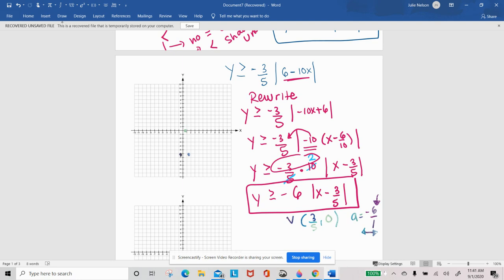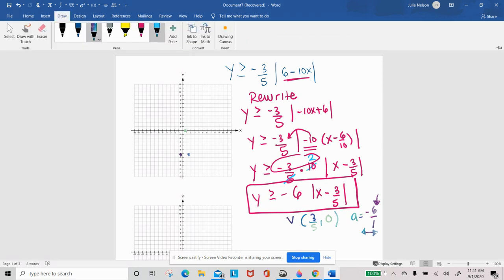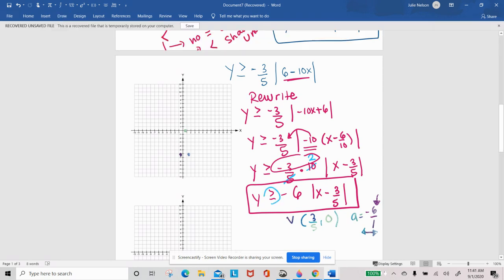Now, solid or dotted, right? So this symbol right here, the equal sign again, the equal means that it's a solid line because it could be exactly that amount. And the greater than means to shade above. So you're going to start at the vertex and you're going to shade above this or outside of this. Okay.